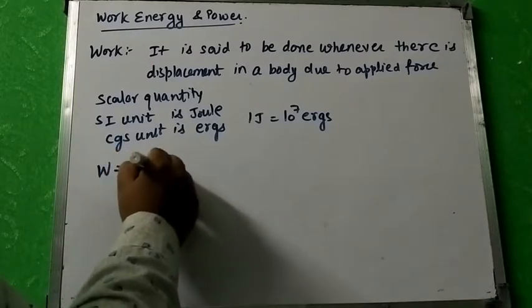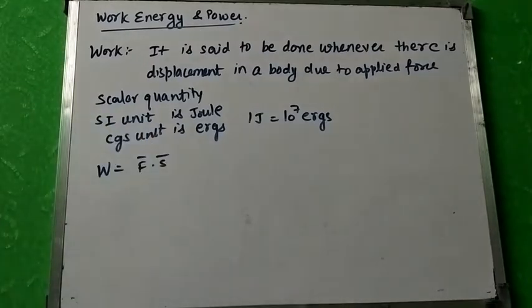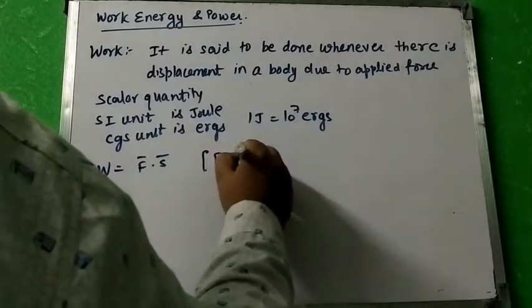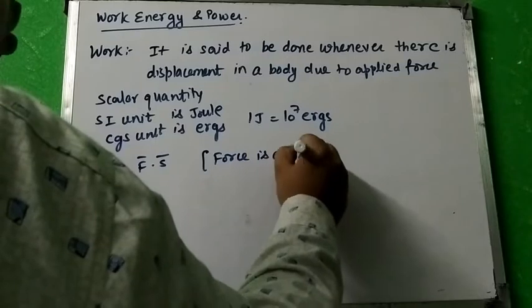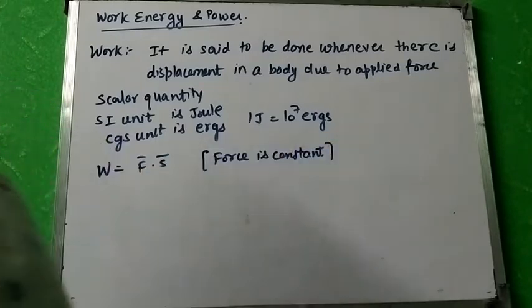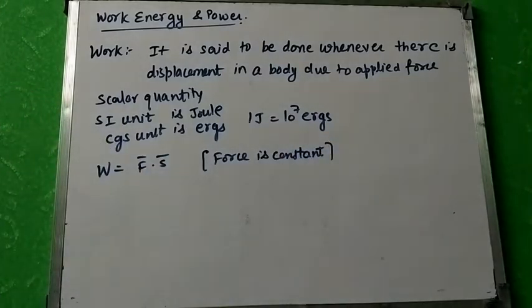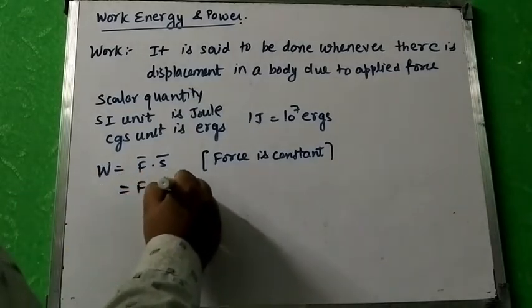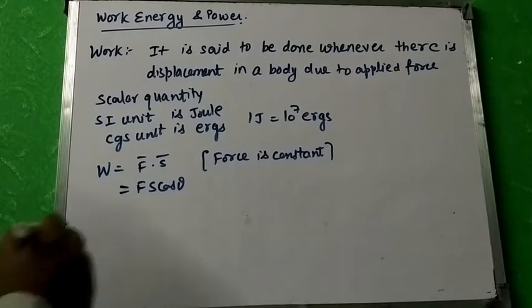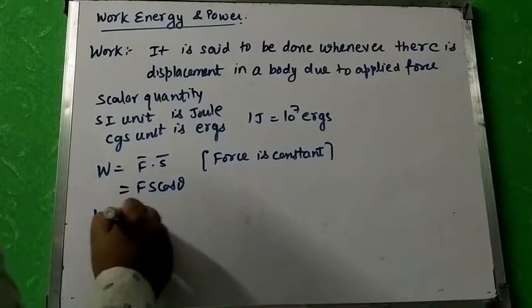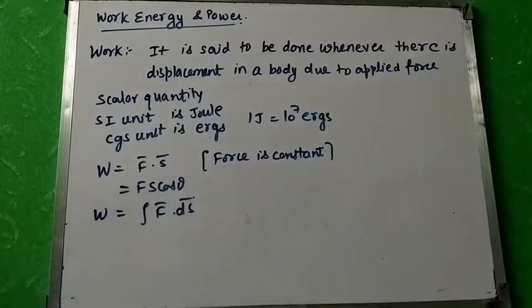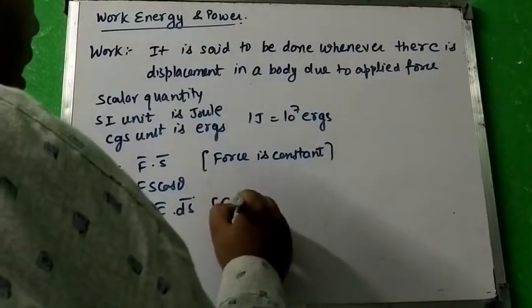Work done is dot product of force and displacement. This formula is applicable when force is constant. As we know that vector A dot B is AB cos theta, so we can also write it as Fs cos theta. If the force is variable, then it will become integral of vector F dot ds. This formula is applicable when the force is variable.